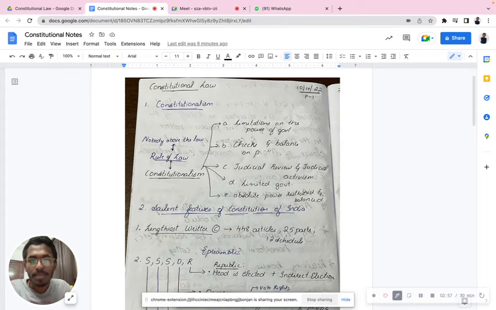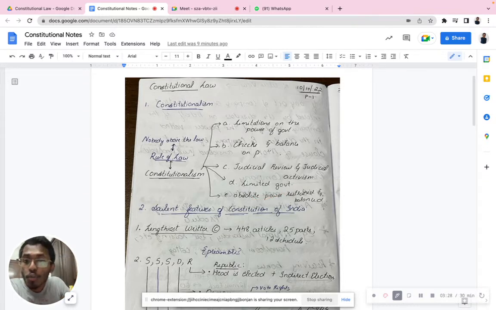So here it shows the limited power of the government, and absolute power with restrained balance. It is creating a balance within the governance. That is called constitutionalism. If they ask you this in the exam, you need to think of five or six important things: limitations on the power of the government, it keeps checks and balances, judicial review and judicial activism as tools for controlling it, and the absolute power of the government being controlled.